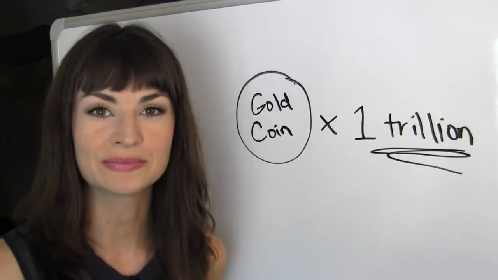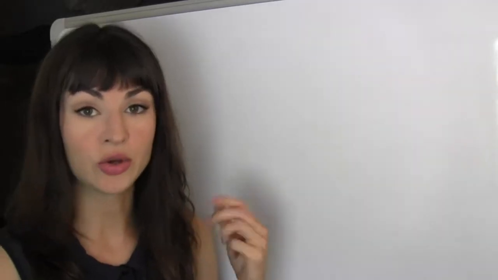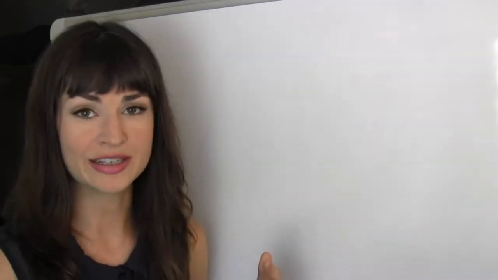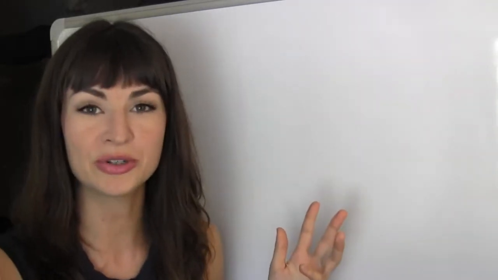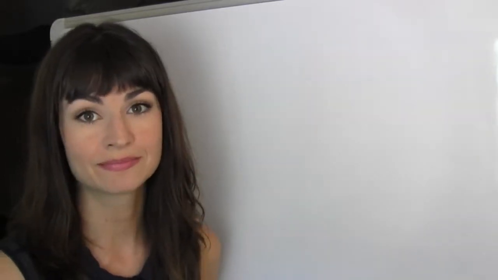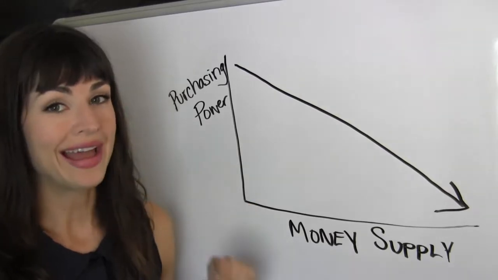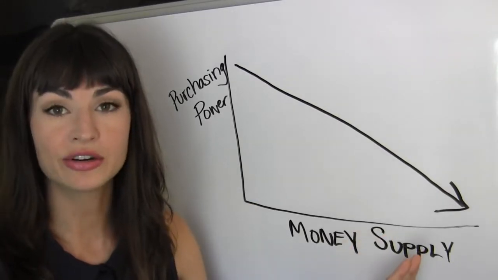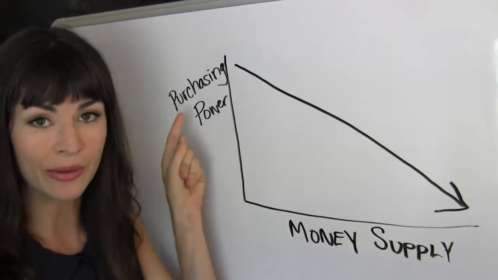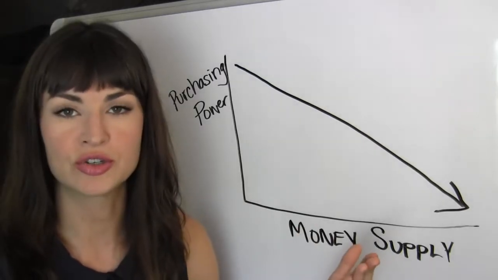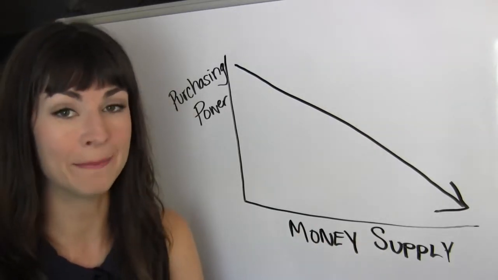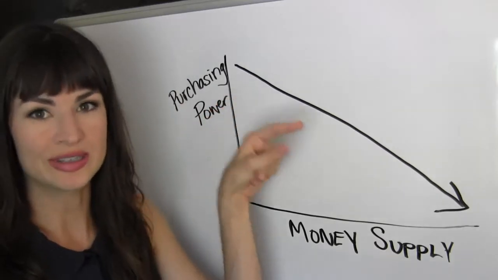I don't think so. In the same way that gold would be devalued if its supply were increased by 1 trillion, same goes for money. Kind of like this. As the supply of money increases, the purchasing power, or what goods and services each individual unit of that money will get you, goes down.